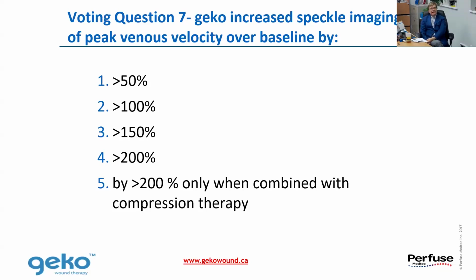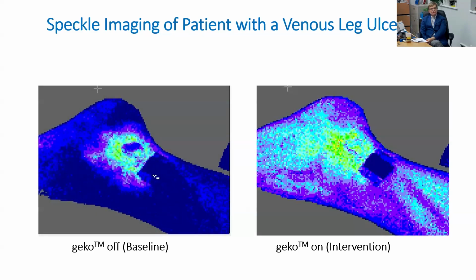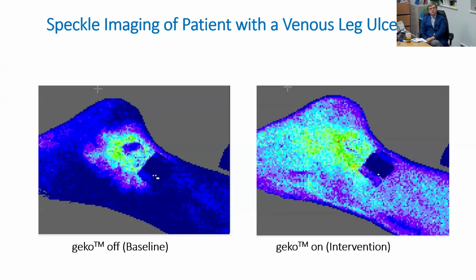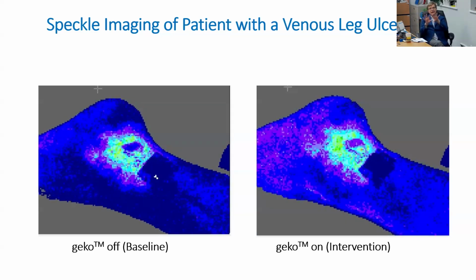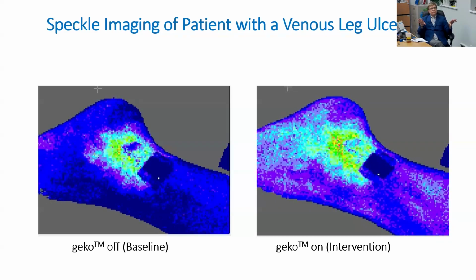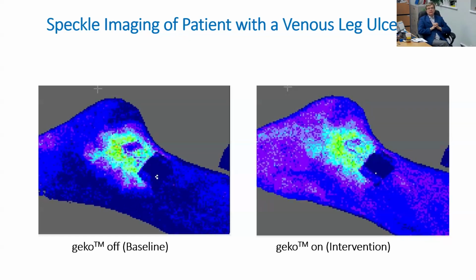Well, let's look at the answer on the next slide. And there's the Gecko at baseline, and let's see the flush. So you see a little bit of flush. And once we turn on the Gecko device, let's look at the flush. And it's 200 times greater. And look, it's actually perfusing the whole area to a much greater extent. Next slide.